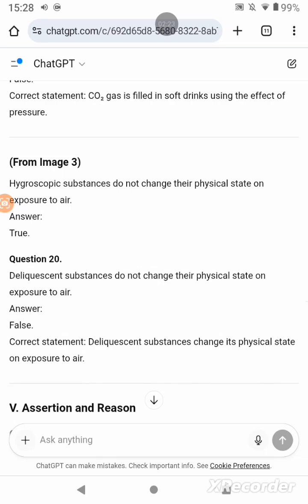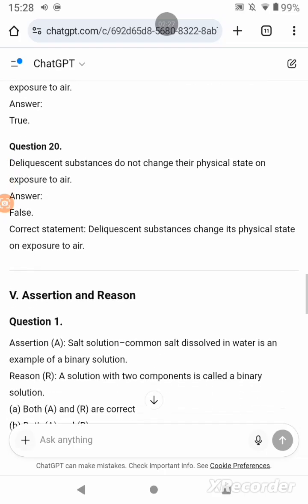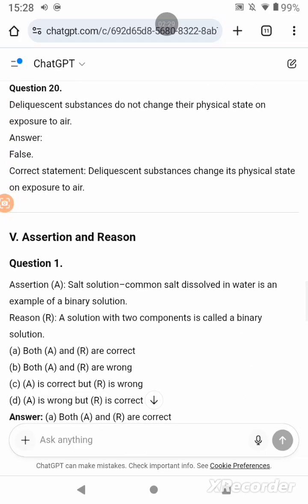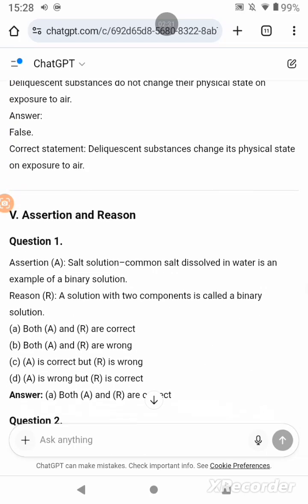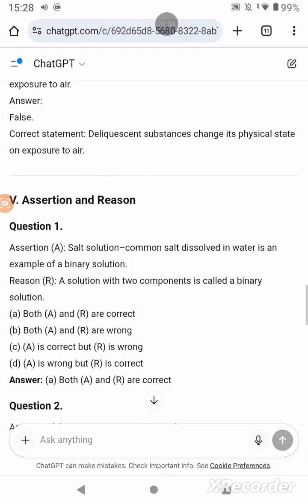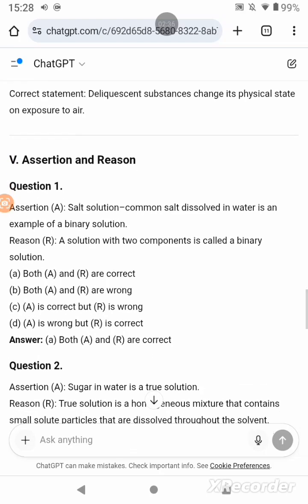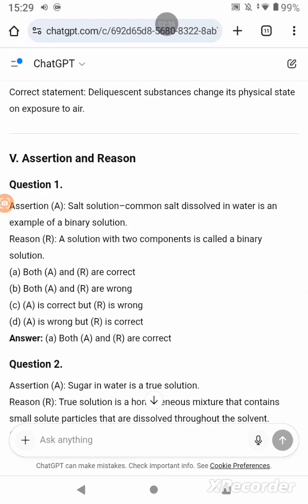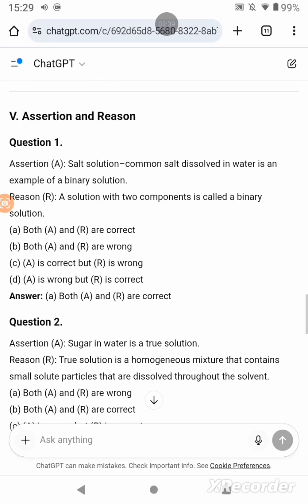Hygroscopic substances do not change their physical state on exposure to air. Answer, true. Question 20. Deliquescent substances do not change their physical state on exposure to air. Answer, false. Correct statement: Deliquescent substances change their physical state on exposure to air.